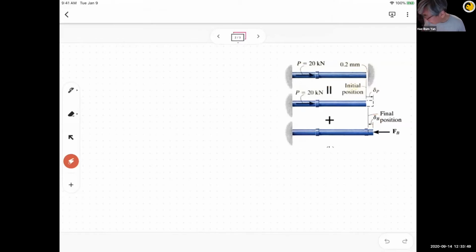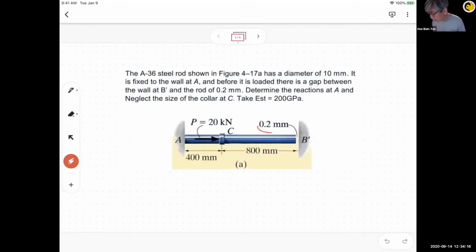And if this force is large enough, then it will touch. So then delta P plus delta B should be equal to what? 0.2, correct. Because we have 0.2 millimeter, right?